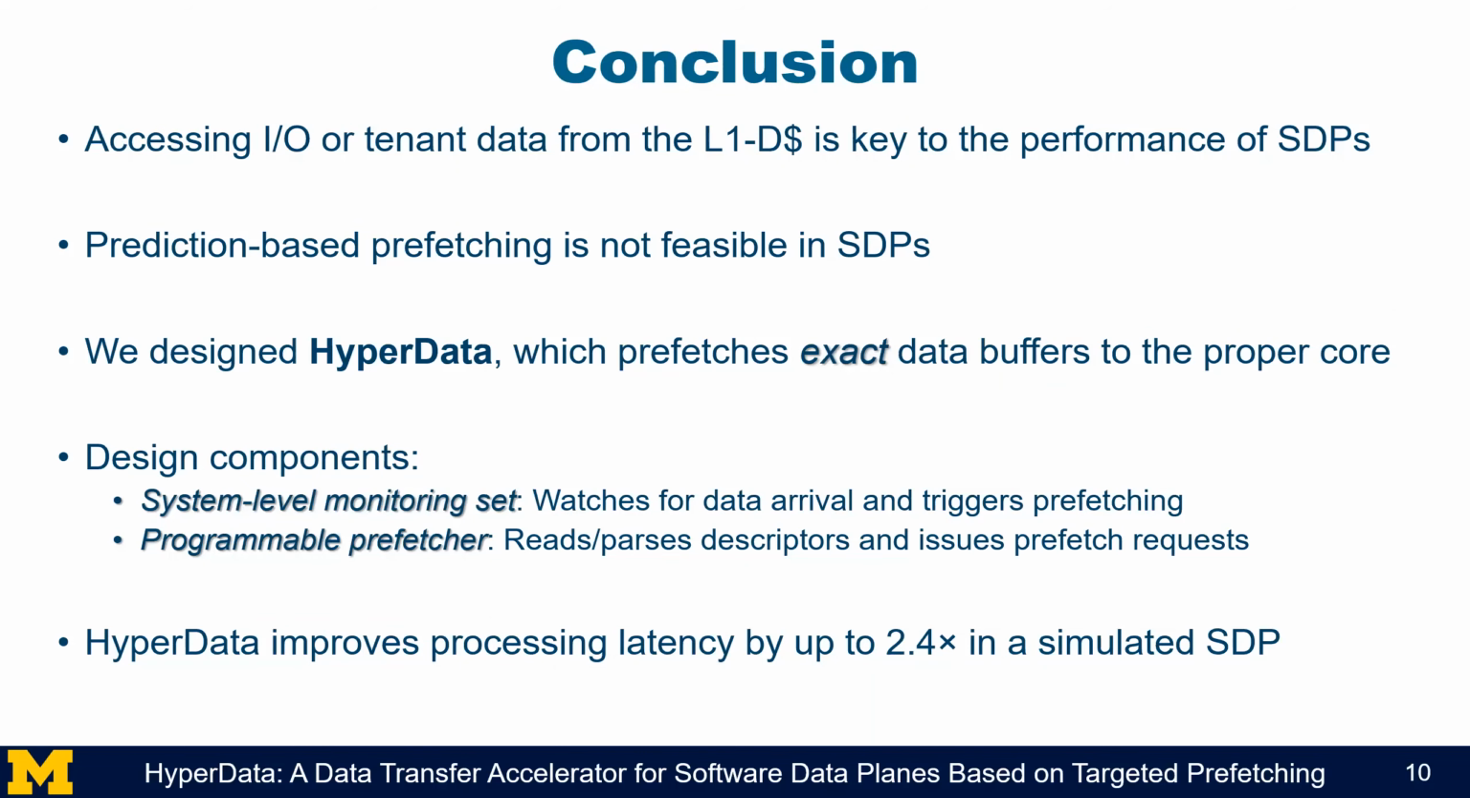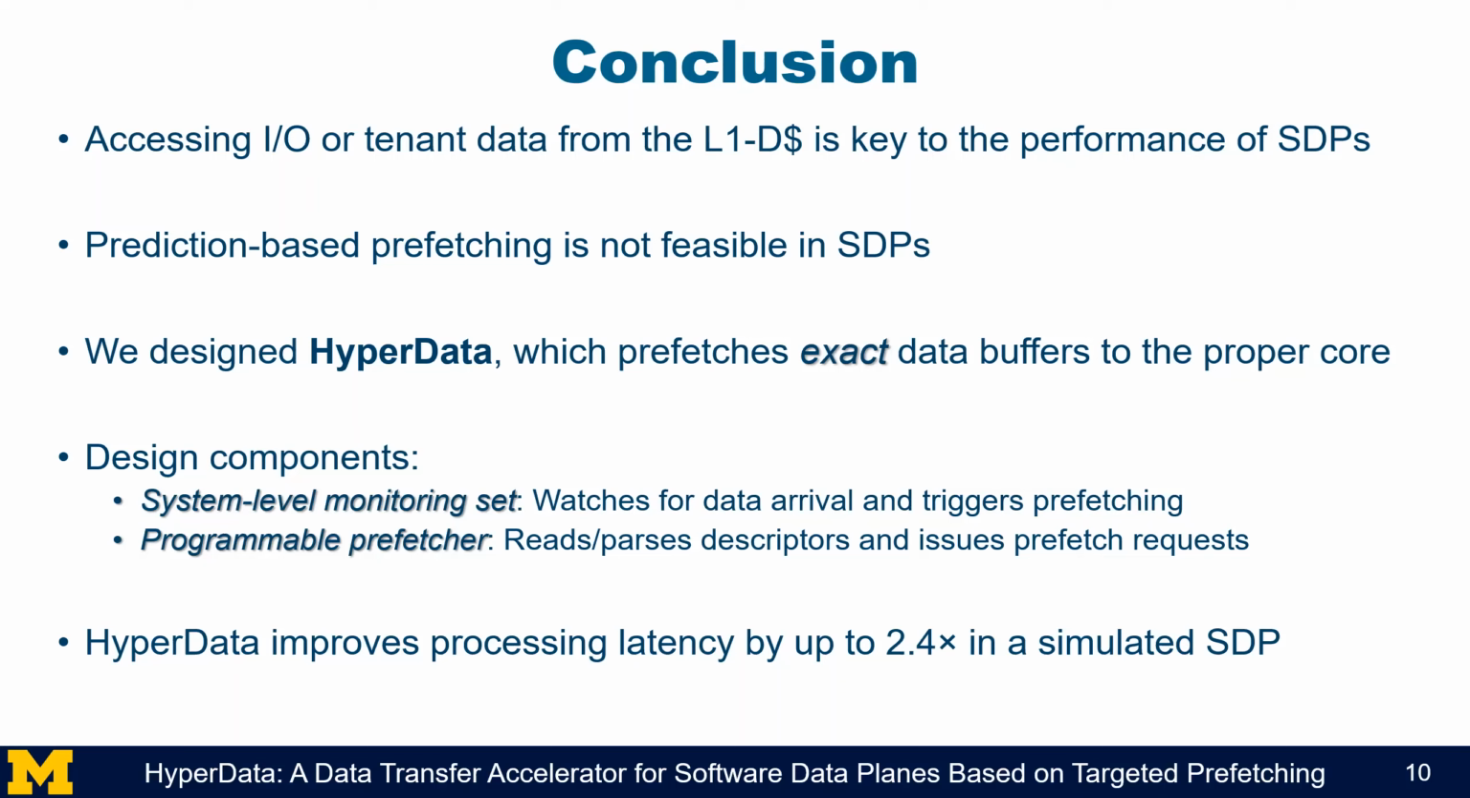As for conclusion, we were motivated by the fact that cache misses of accessing I/O or tenant data is a major bottleneck in data plane systems. We proposed HyperData to accelerate data transfer in data planes through targeted prefetching, where instead of trying to predict the complex access patterns, exact cache lines of data buffers are brought to the appropriate core's L1 cache.